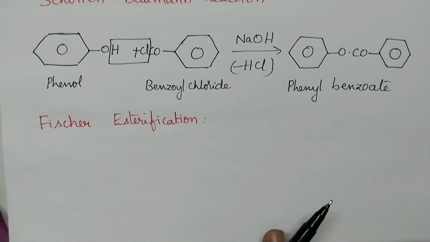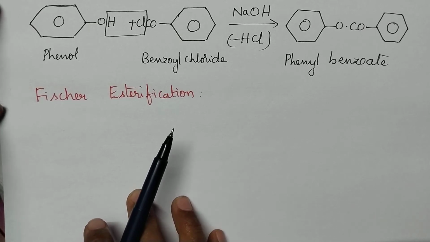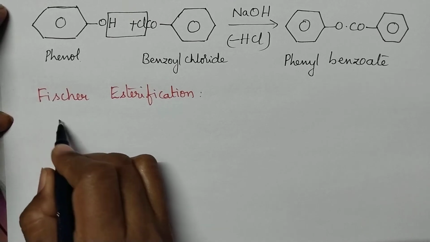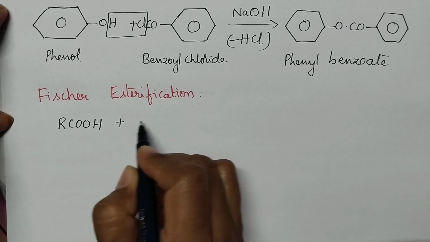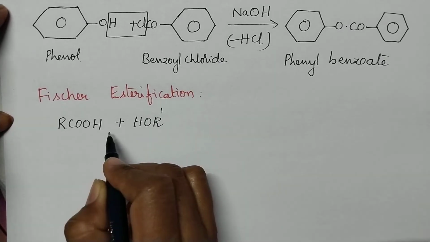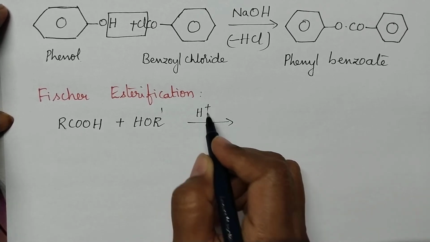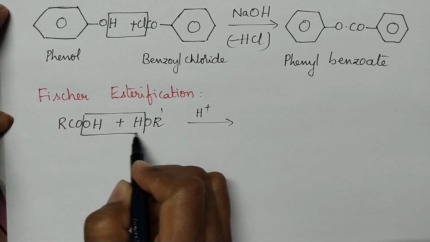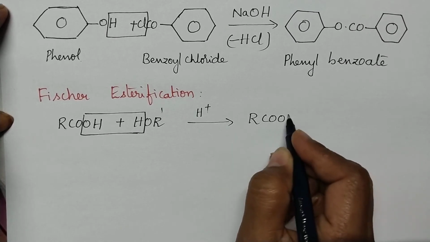Let us see Fischer esterification. Simply what happens in esterification reaction, students? In esterification reaction, acid reacts with alcohol in the presence of an acid, then elimination of a water molecule takes place. With the result, an ester will be formed.